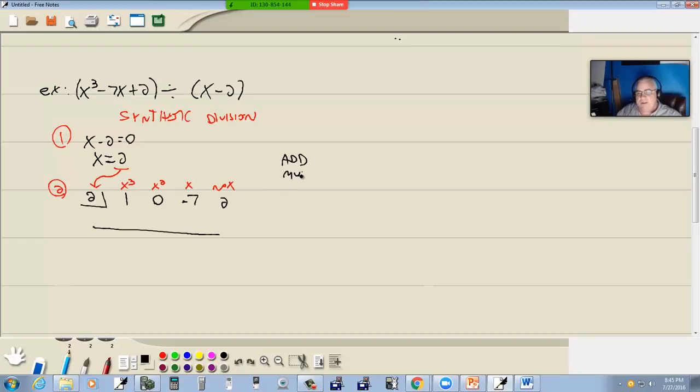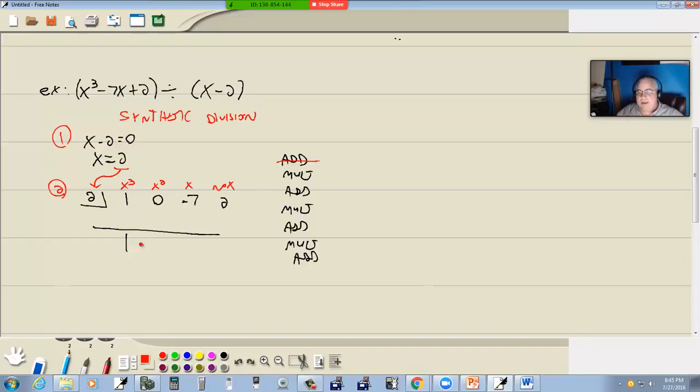Now we're going to go through a series of adding and multiplying over and over until we're done. And we'll talk about how you know when you're done. Okay, so first thing we're going to do is add. So we start with our first column here. We got 1 plus nothing is 1. It'll always work that way. Since there's nothing right here, you'll always just bring this number straight down.